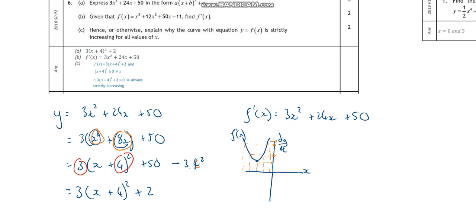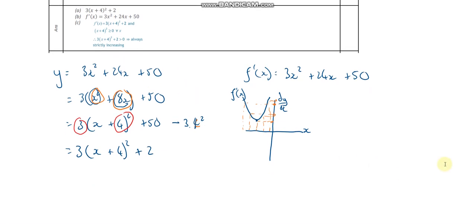So how do we say that for the SQA? How does the SQA want that to be written? Well, they want you to say something along the lines of: x plus 4 squared is always going to be greater than or equal to 0. Always, always. If I square that, it's always going to be greater than or equal to 0. So I know that this is always above the x-axis, and that's for all values of x. A little bit of maths jargon there.